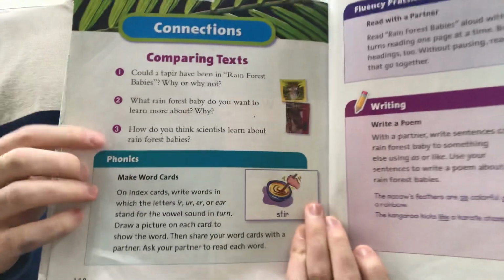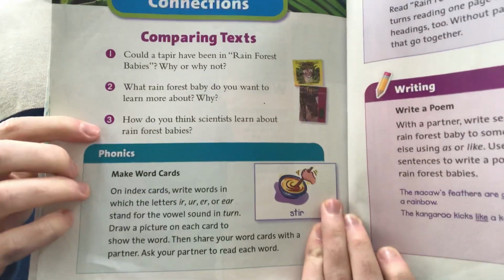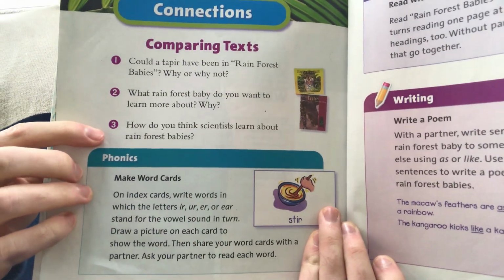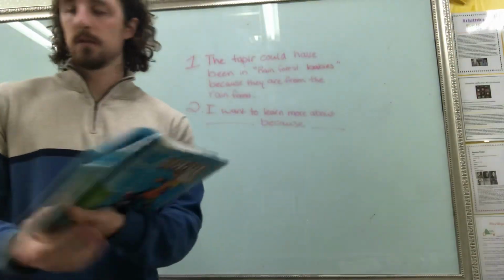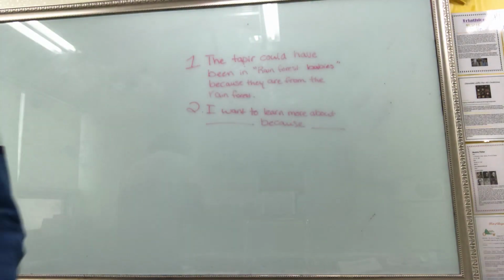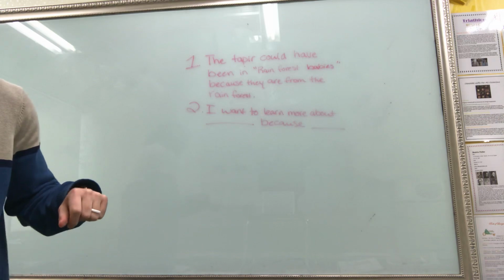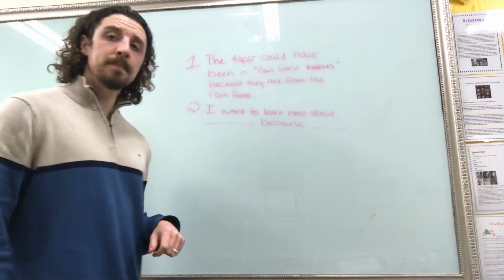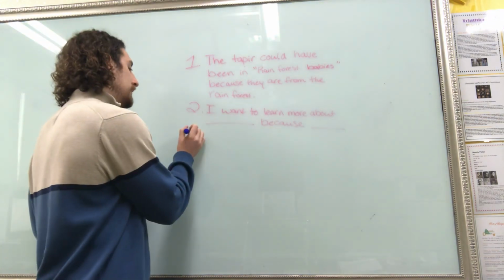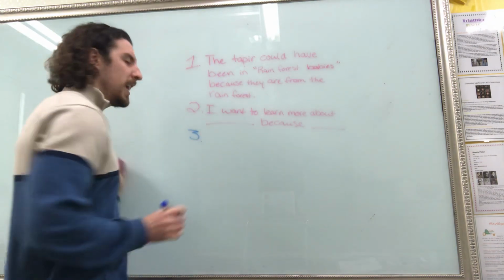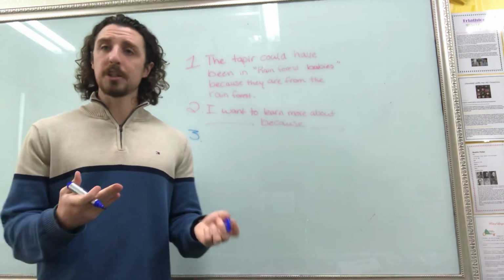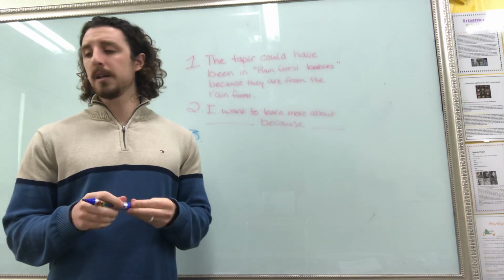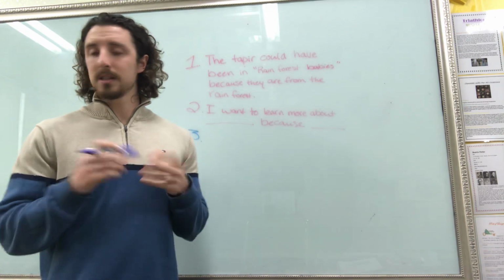And then in number 3, how do you think scientists learn about rainforest babies? So, how do you think that they learn about the rainforest animals? Well, they probably have to go to the rainforest, right? They have to go there and watch them, right? That's what I think the answer is for number 3. How do you think scientists learn?